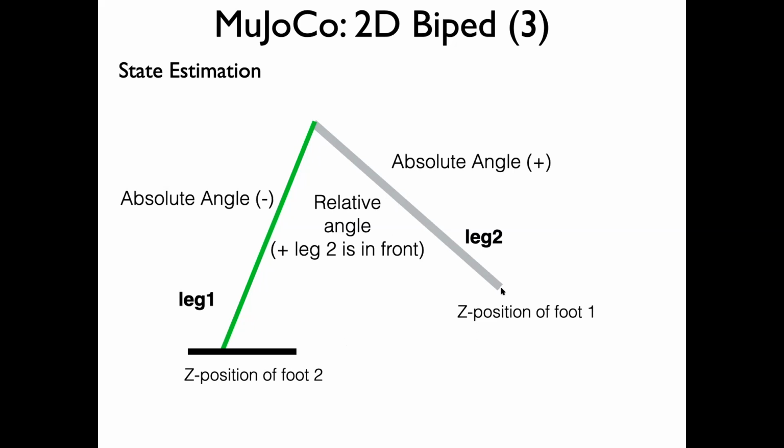We would also need the position of the foot, and we only need that because we want to figure out when the foot touches the ground so that we can switch the controllers. So we need the Z position of the foot, and we need the absolute angles of each of the legs because they will be used in the next stage. So first step would be to get these angles.